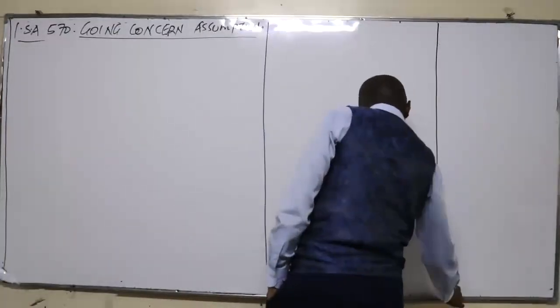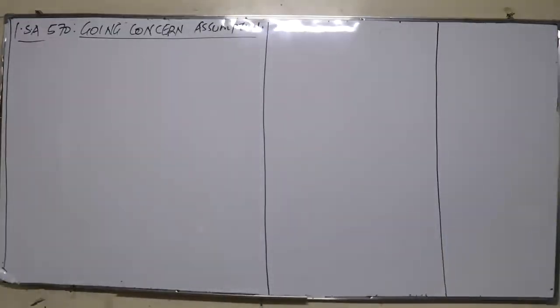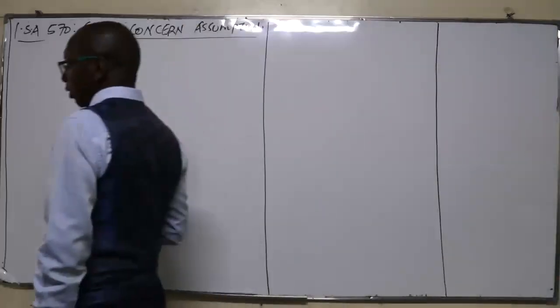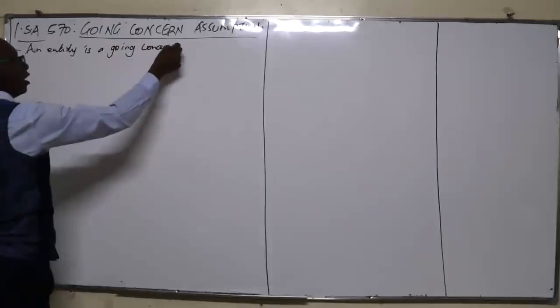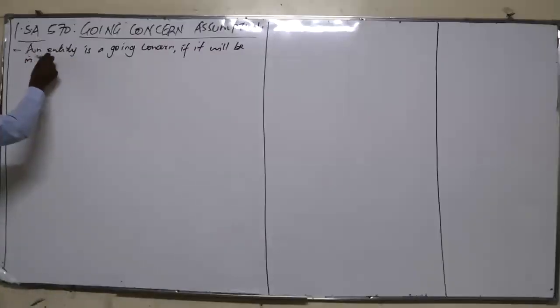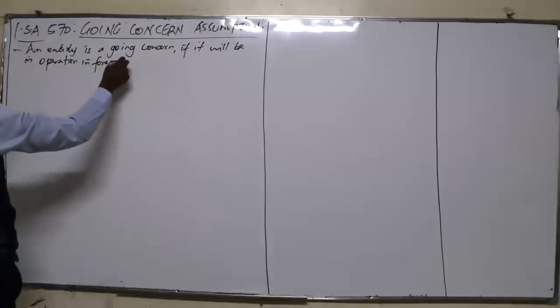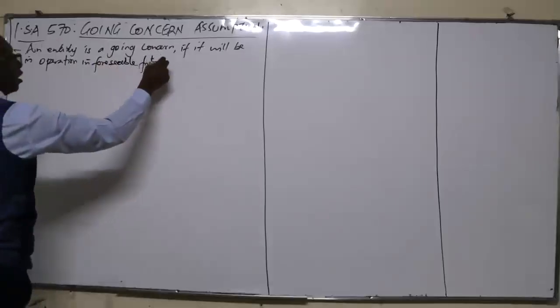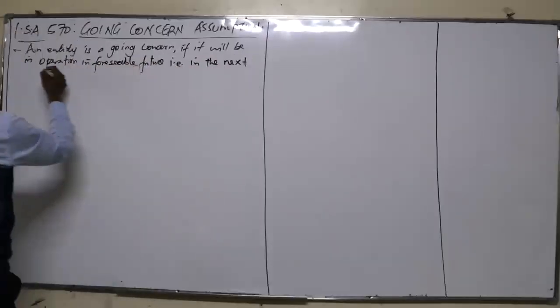Going concern. We always assess whether an entity is a going concern or not. But basically, what does it mean when we say that an entity is a going concern? We say that an entity is a going concern if it will be in operation in the foreseeable future, i.e., in the next one financial year.